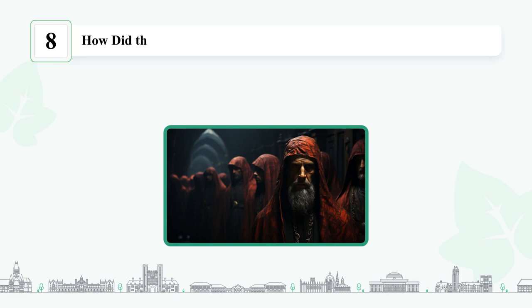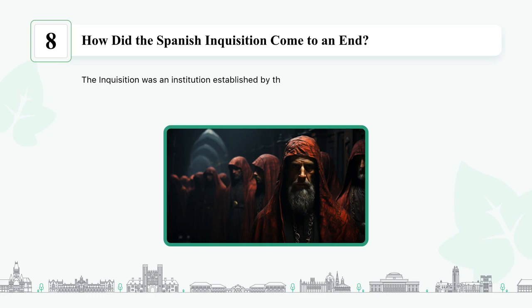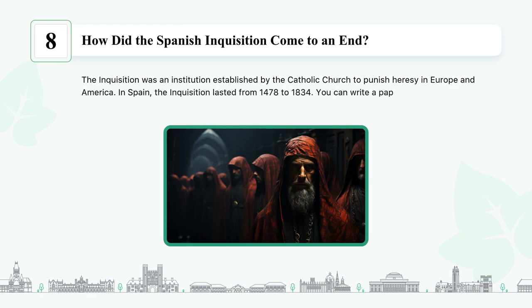How did the Spanish Inquisition come to an end? The Inquisition was an institution established by the Catholic Church to punish heresy in Europe and America. In Spain, the Inquisition lasted from 1478 to 1834. You can write a paper examining the causes and the process of the official abolition of the Spanish Inquisition.